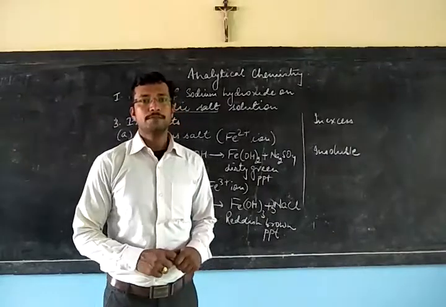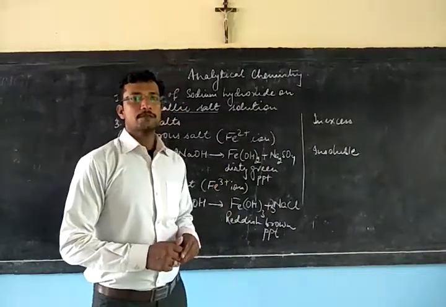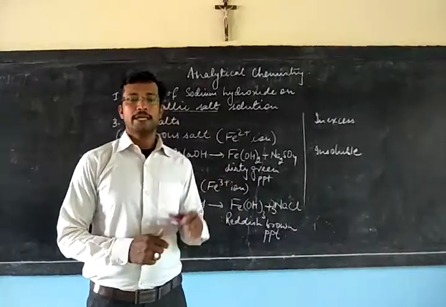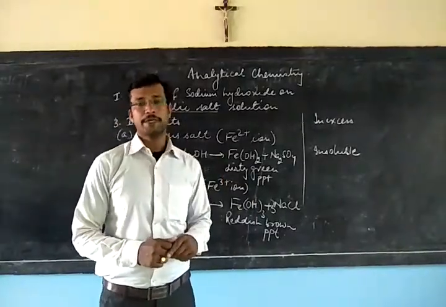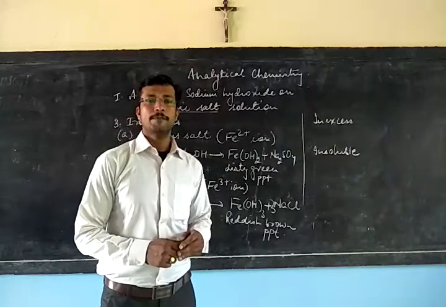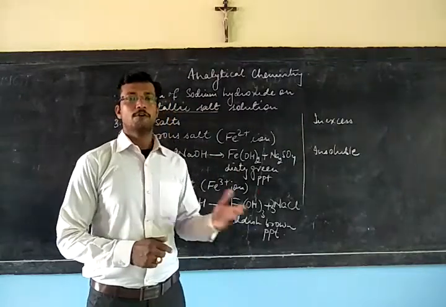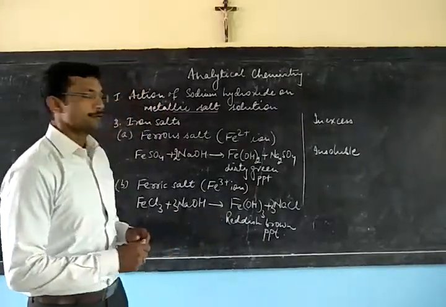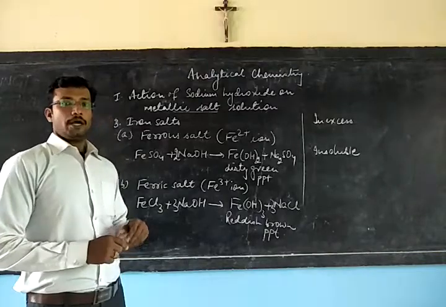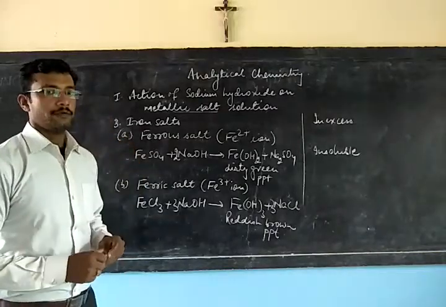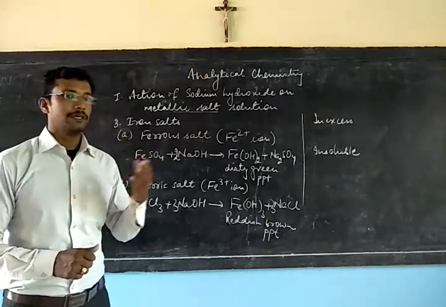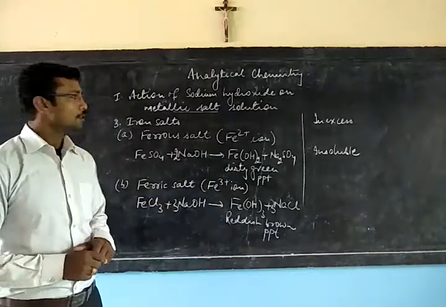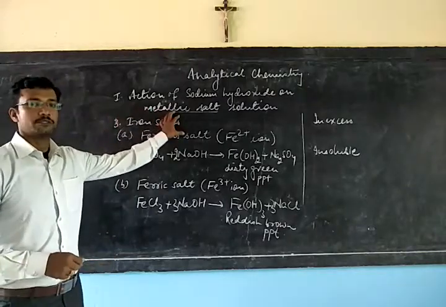Good morning, students. In the last class, we discussed two salts giving two different colors of precipitate, and the salts were calcium salt and copper salt. Today we are going to see another type of salt, and we can also find which color of precipitate is going to be formed on addition of sodium hydroxide. So we are starting with iron salts.